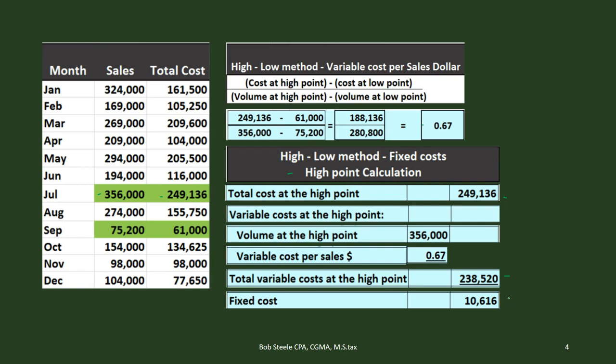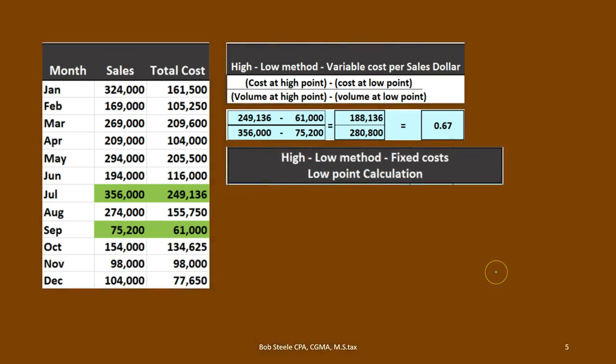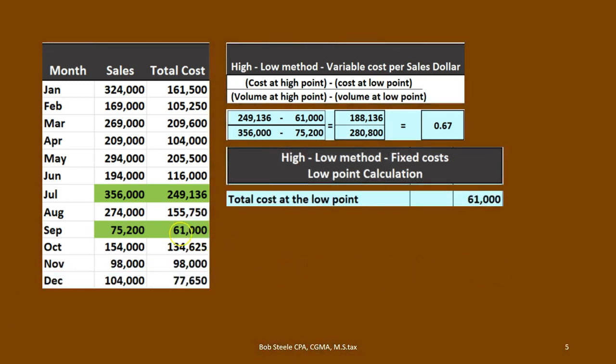Now, if we do the same calculation for the low point, we're going to come out to the same fixed cost, although variable cost will change. So let's do that. We're going to say the low point then, same calculation. There's a very much lower total cost, the 61,000. We want to break that out between the variable portion and fixed portion, same calculation.